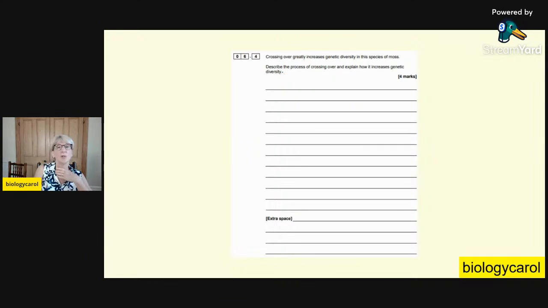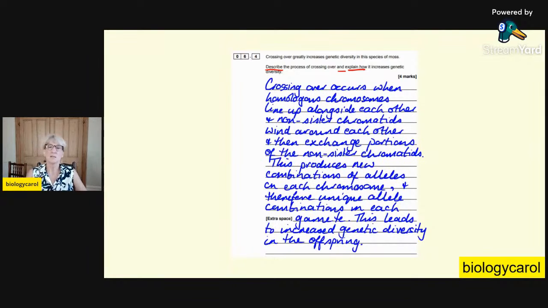Notice, because you are asked to describe and explain, always keep an eye on the command words so that you know that you are actually answering what the question is asking. So I'm going to split my answer in half. I'm going to describe crossing over, and then I'm going to attack the explain bit. So here is my answer. And this bit ends up being the describe, and this bit ends up being the explain.